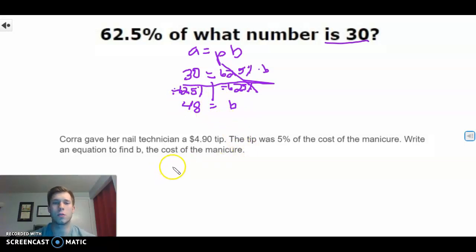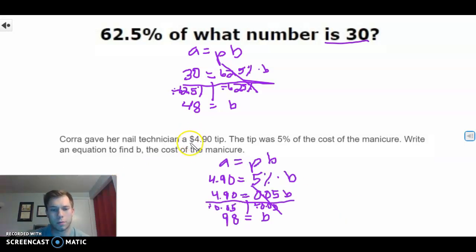Alright guys, try this next one on your own. Cora gave her nail technician a $4.90 tip. The tip was 5% of the cost of the manicure. Write an equation to find B, the cost of the manicure. And then I want you to find out what B is. Go ahead and do that.